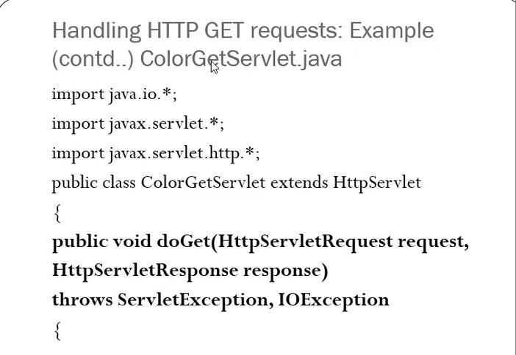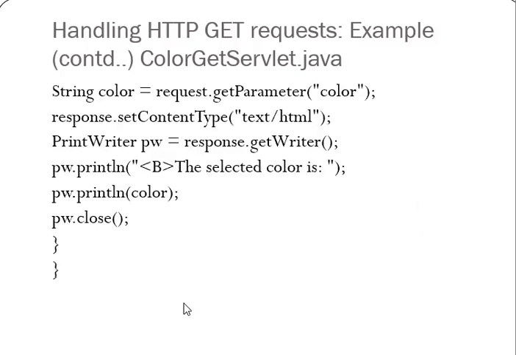On the servlet side, this is ColorGetServlet.java. We first import the packages, then we extend HttpServlet. So ColorGetServlet extends HttpServlet. Since it is a GET method, we will be writing doGet. doGet has request and response parameters, and it is capable of throwing ServletException and IOException.